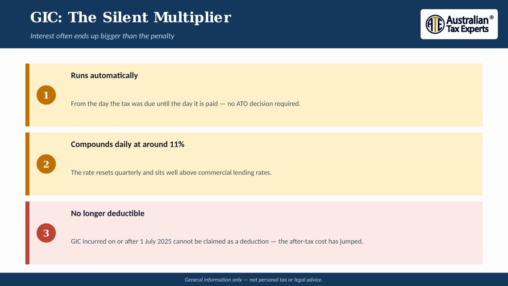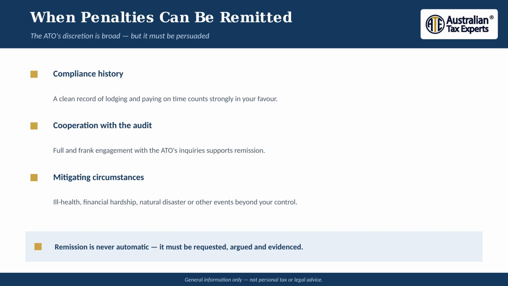Every day a disputed debt sits unresolved, the after-tax cost is growing faster than it ever has. Now to the part that saves money, remission. The ATO has a genuinely broad discretion to reduce penalties, even to eliminate them entirely. Its published guidance points to the factors that matter.